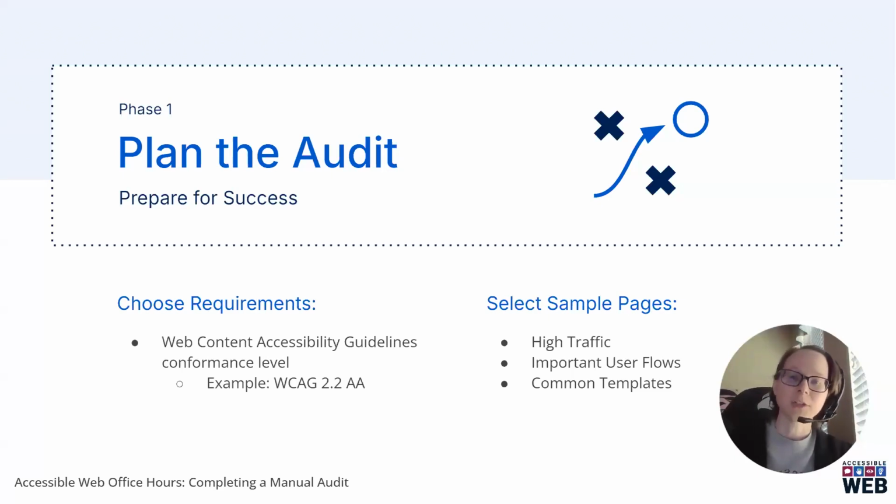A third strategy is to audit pages that use common templates found throughout your site. So any issues that you uncover and fix there will populate widely.